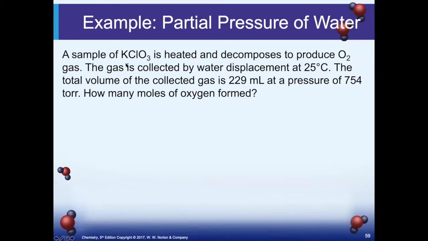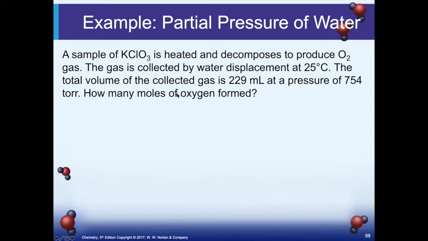So in this example, what we've done is we've taken this ionic compound, potassium chlorate, and we're heating it. And what happens is it decomposes and it produces oxygen when it decomposes. And so we collect that oxygen with the same kind of apparatus you saw on the previous slide and in the video. So we collect that at 25 degrees Celsius. And then we measured the volume of the gas that we collected. It turns out to be 229 mL. And we looked up in a barometer or from the weather report online or something. We found out that the atmospheric pressure is 754 torr, or millimeters mercury. Same thing, right? So the question is, how many moles of oxygen are formed?